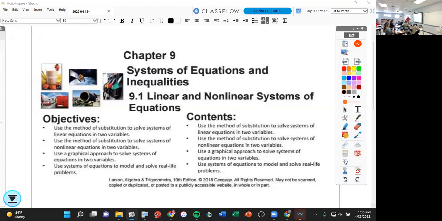So we're going to use substitution. We're going to do graphing. We're going to do both linear and nonlinear equations. So we're talking about maybe a line and a parabola, right? There could be one solution, no solutions, two solutions, infinitely many solutions, all kinds of stuff going on.